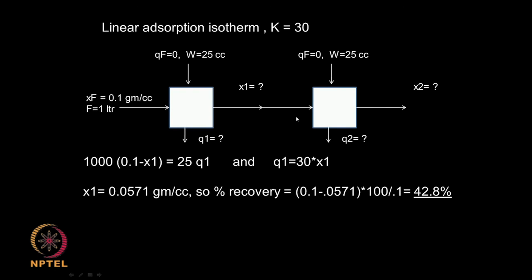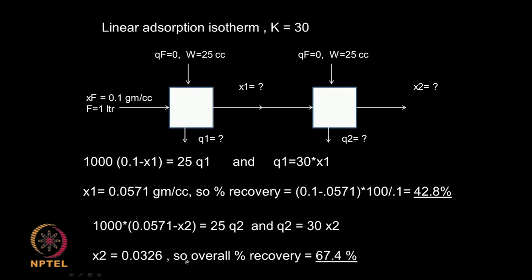Now, that concentration goes to the next stage and again I am adding fresh adsorbent. Again I use the same mass balance equation, I calculate x2 and again I can calculate the overall efficiency of recovery. So x2 is this, x1 is this and xf is 0.1. From 0.1 it goes down to 0.057, then it goes down to 0.0326. So the overall recovery is 67%.